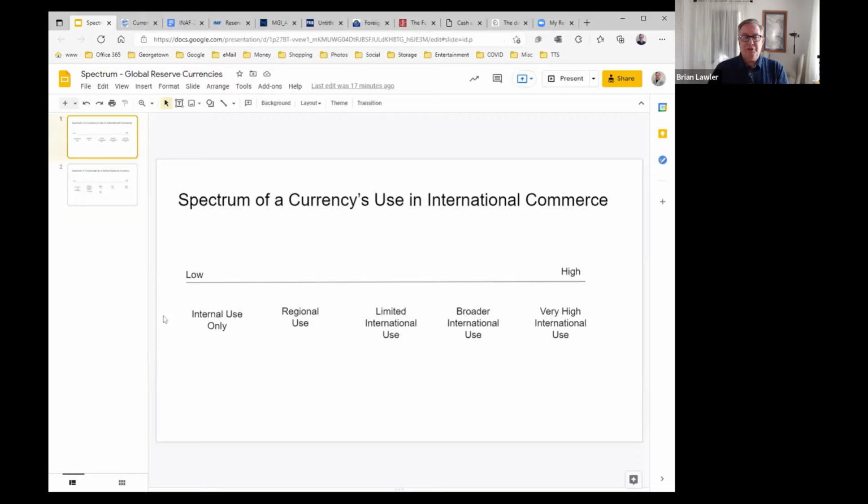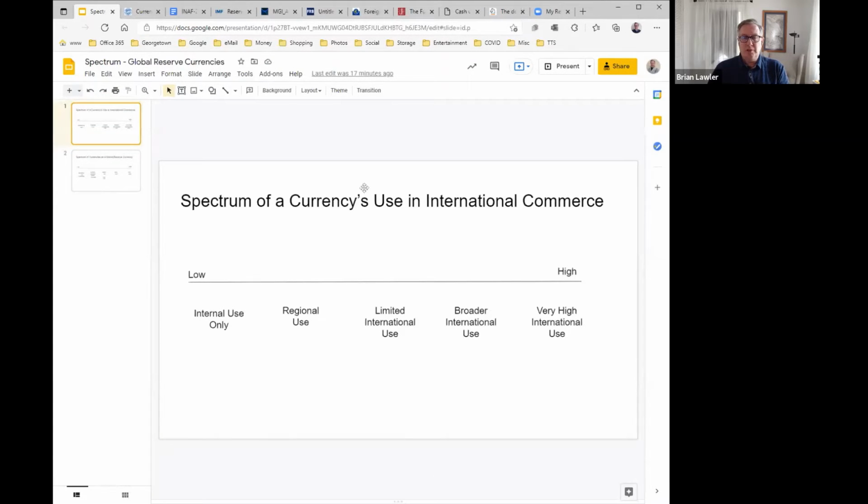The currency of a country might be internally used. It might not be used outside its own borders. It might not even be widely used within the country. There might be other forms of barter or commerce taking place. But at the very low end, you have a currency that has very little or no use outside its own borders. Perhaps it's used a little bit for trade or tourism on the edges of its borders.